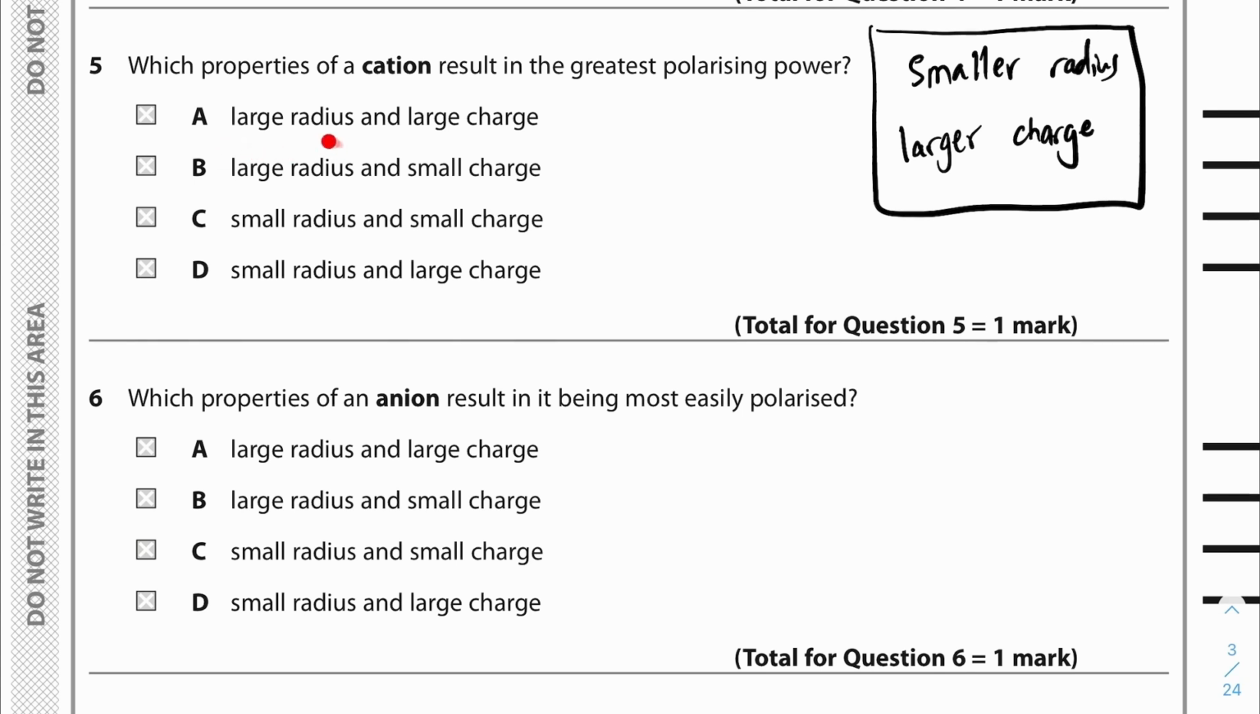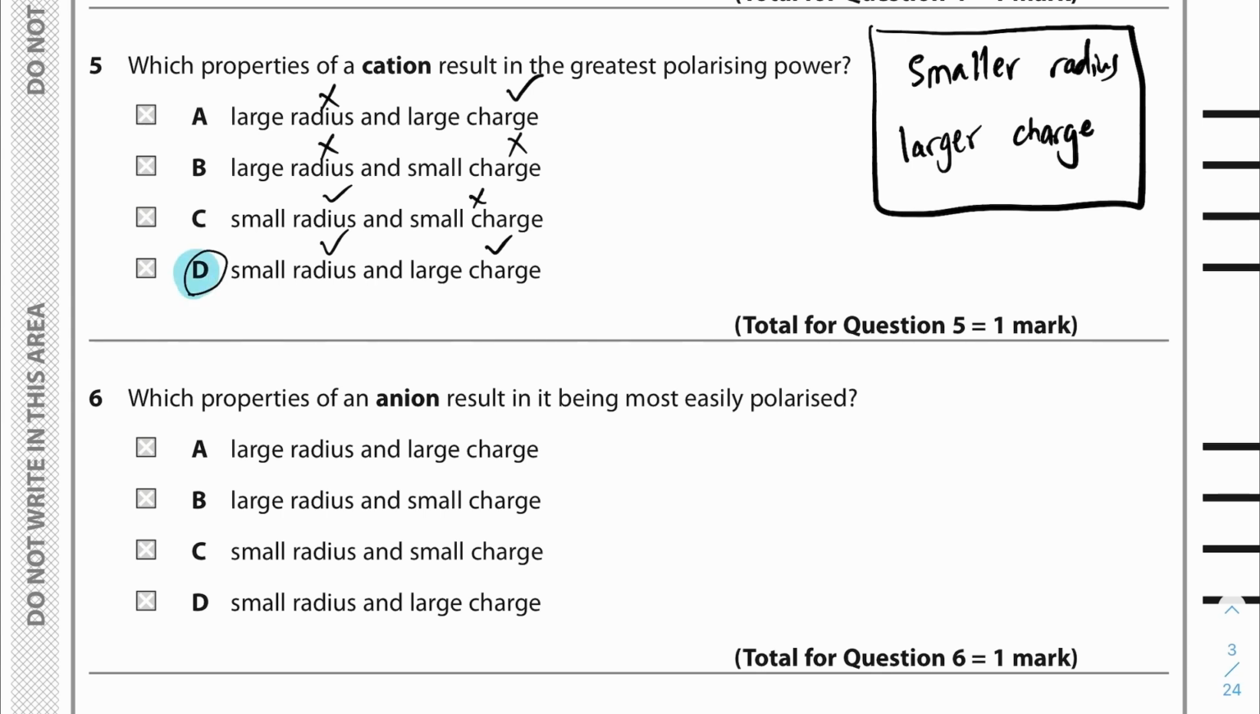So we have large radius, large charge. No, we don't want large radius, it won't polarize as much. So large radius is not there. And we want a large charge as well. So large charge is there. We don't want small charge. We want a large charge, but we do want a small radius. So small radius and large charge, which is D. So the answer has to be D.